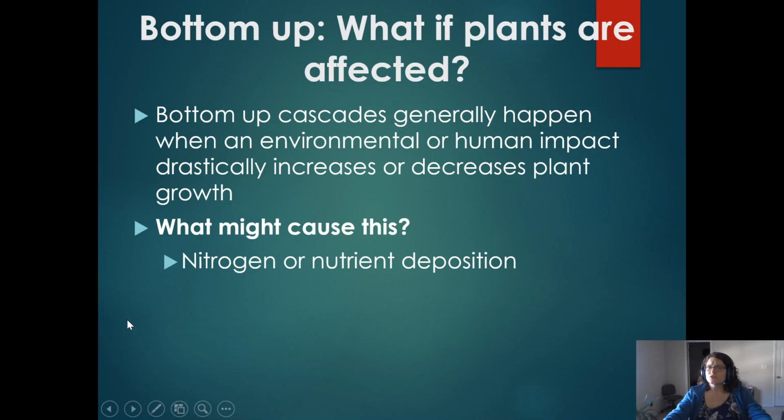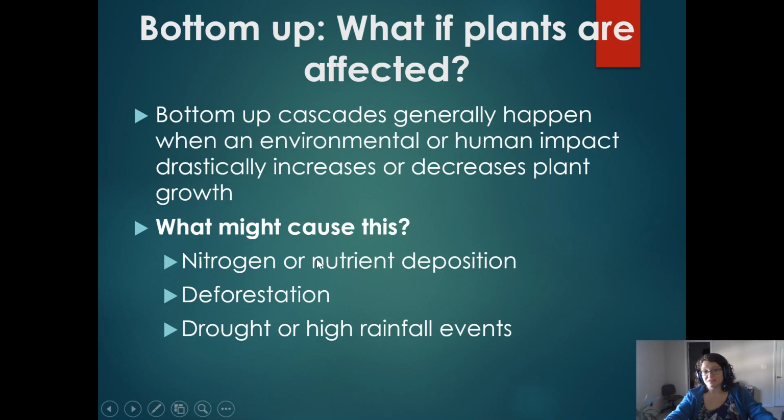So nitrogen or nutrient deposition will increase or decrease plant growth. Nitrogen can increase plant growth, which causes everything above it to increase. Deforestation can decrease plant growth, which causes everything above it to decrease. Drought or high rainfall events, same thing.